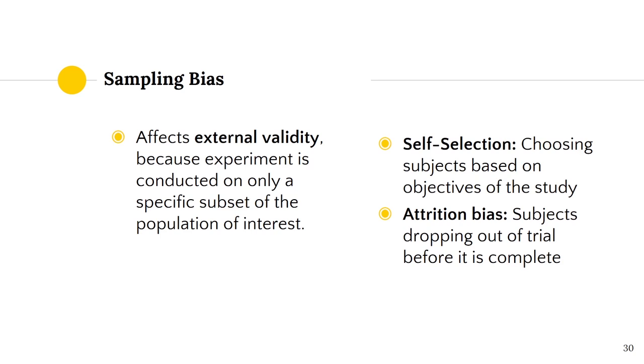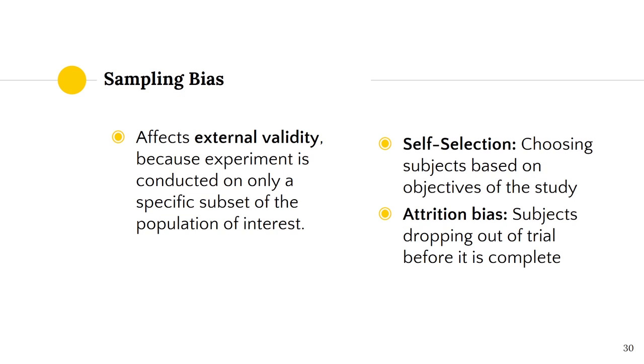So while unintentional sampling bias will affect the internal validity of an experiment, explicit sampling bias is going to affect the external validity of the experiment, because the experiment is conducted only on a specific subset of the population of interest. And thus, you can't really generalize your conclusions to the overall population, but just to that specific subset. So for example, let's say you are looking at the effect of a given drug, say a performance-enhancing drug on someone's runtime, or a memory-boosting drug on someone's ability to memorize words or definitions, whatever.